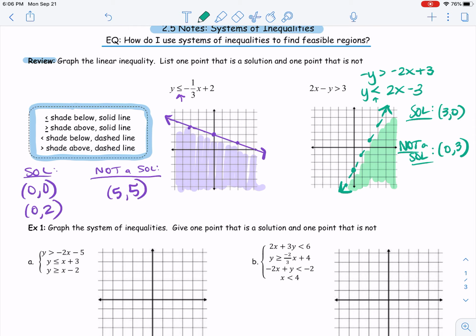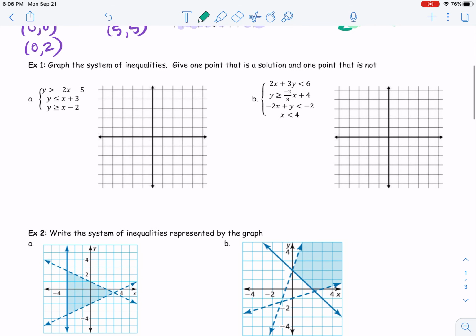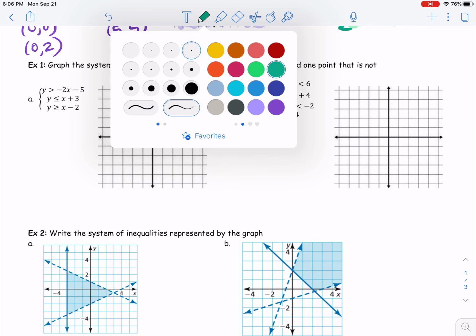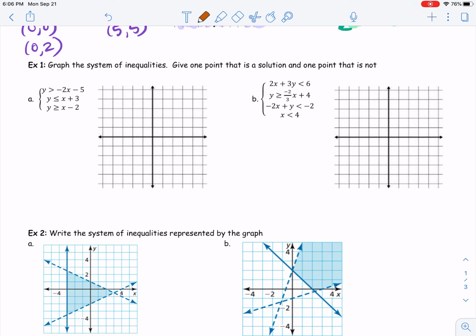These are just one inequality on its own. So now we're going to deal with the whole system of them. So we're going to graph them individually, just like normal.